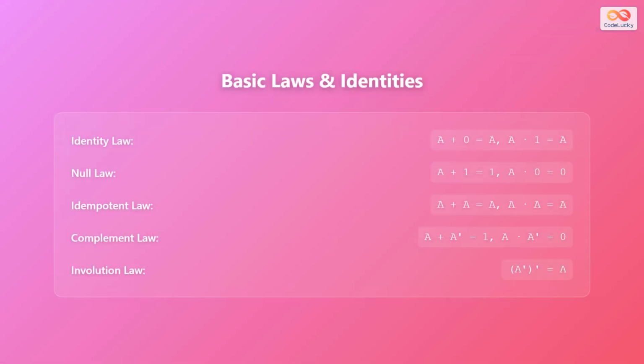Let's start by exploring the fundamental laws and identities that form the backbone of Boolean algebra. First, we have the identity law, which states that a plus 0 equals a, and a multiplied by 1 equals a. Next is the null law, where a plus 1 equals 1, and a multiplied by 0 equals 0. Then there's the idempotent law, which tells us that a plus a equals a, and a multiplied by a equals a. We also have the complement law, stating that a plus a prime equals 1, and a multiplied by a prime equals 0. Lastly, the involution law shows that the complement of a prime, or a prime prime, equals a.